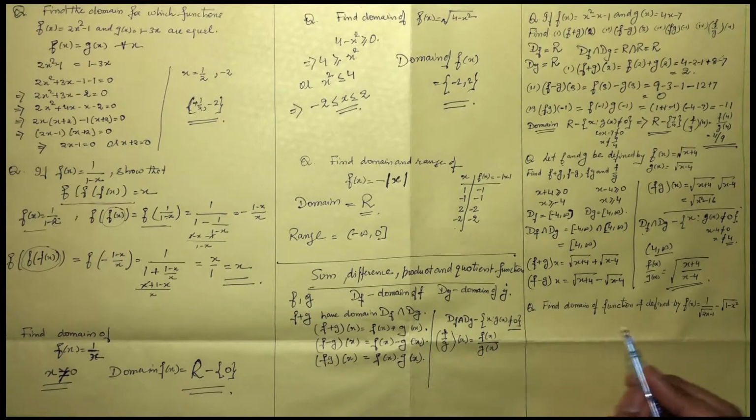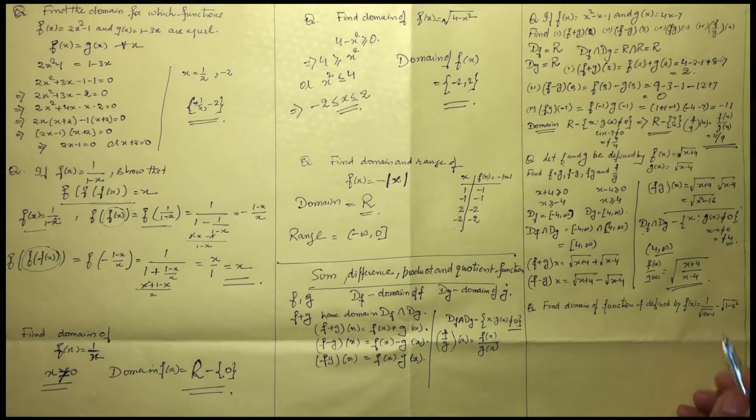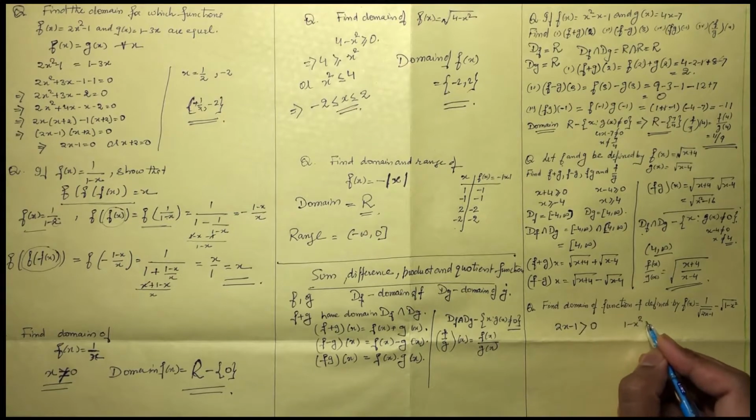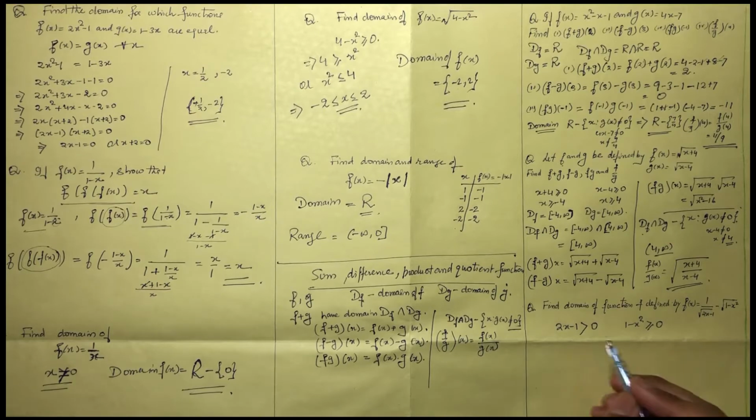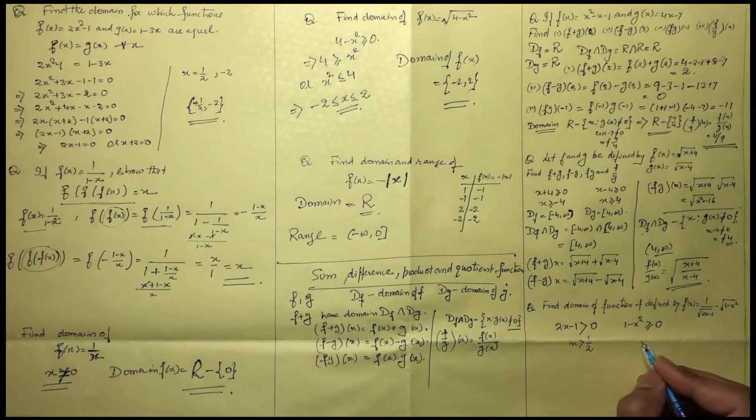Next question, find the domain of the function f defined by this. Now again, domain means all those points for which the function is defined. So 2x minus 1 should be strictly greater than 0, and 1 minus x square should be greater than or equal to 0. This should be greater than or equal to 0, but this should be positive as well as non-zero. So that's why we have written strict inequality here. So simplifying this, x should be strictly greater than 1 by 2, and here 1 greater than or equal to x square, or further x square less than or equal to 1, x lies in minus 1 to 1.